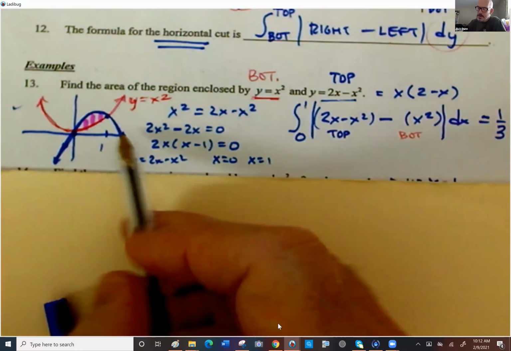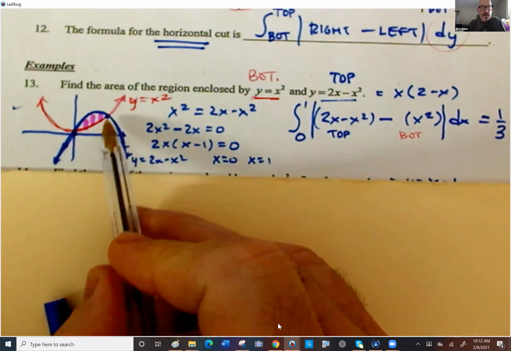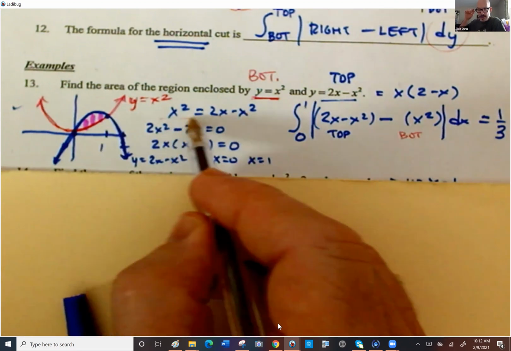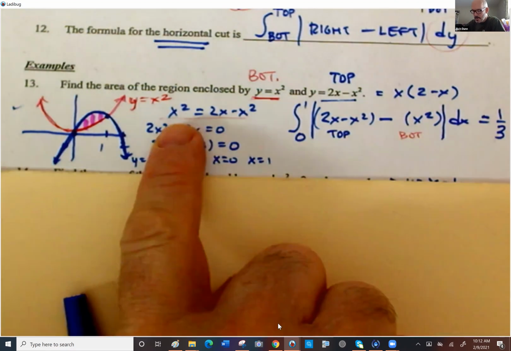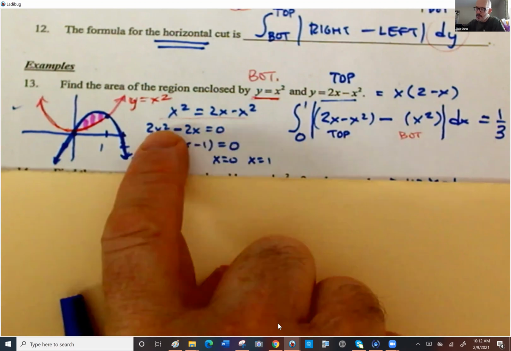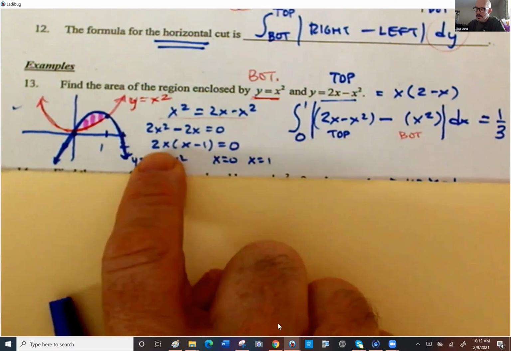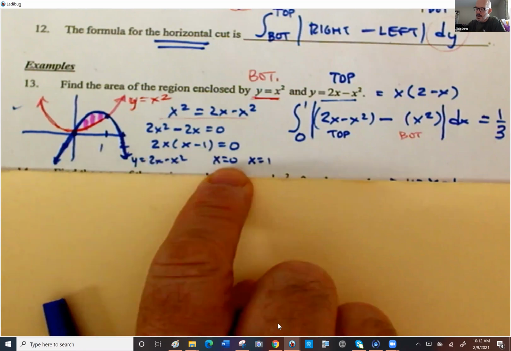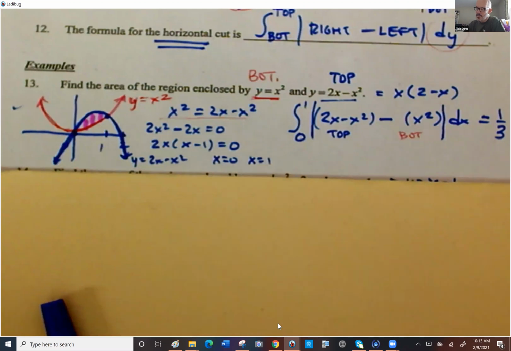And I think we know for sure that one of the intersections is at 0. The other one sure looks like 1. So to be safe, let's go ahead and set these two equal to each other and solve. So subtract the 2x from both sides, add the x squared to both sides. We've got 2x squared minus 2x. Factor out the 2x. And you can see that indeed we have a 0 at x equals 0 and at x equals 1. So we're going to integrate this from 0 to 1.